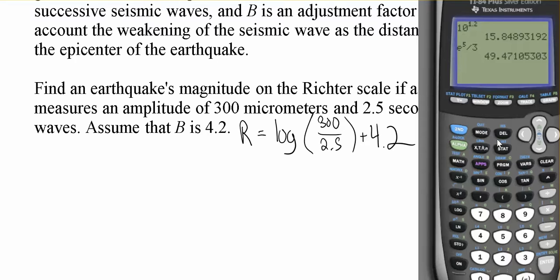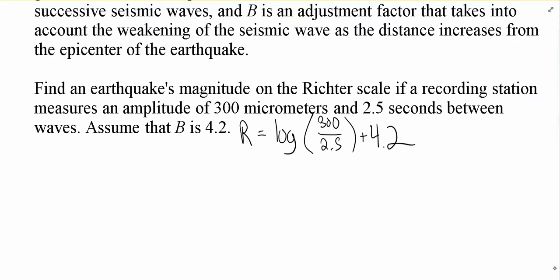So you're just going to literally plug those numbers into your calculator. I'm going to move that over a little bit so we can see the problem still. And so you're just going to type in log of 300 divided by 2.5, end my parentheses for the log, but then plus 4.2. So this was a 6.3 on the Richter scale.